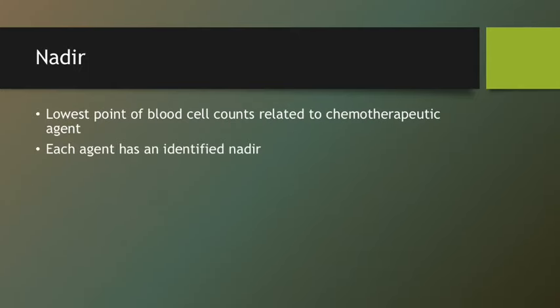People talk about the nadir of chemotherapy all the time, and all that means is this is when you have the lowest cell counts, your bone marrow is suppressed the most.